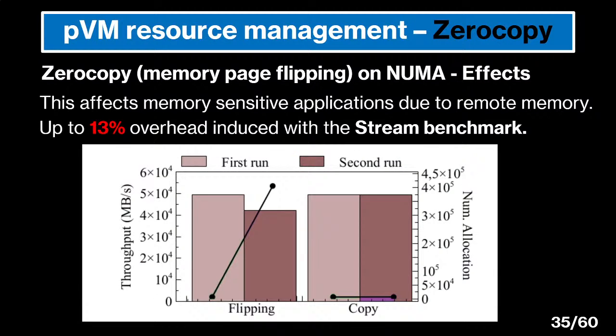And as a result, memory sensitive applications such as Stream can be affected. Here we plot the throughput of the Stream benchmark, the memory throughput, before running the intensive network application in our target virtual machine, and after running the network intensive application, and we can see there is a difference in the memory throughput of up to 13%.